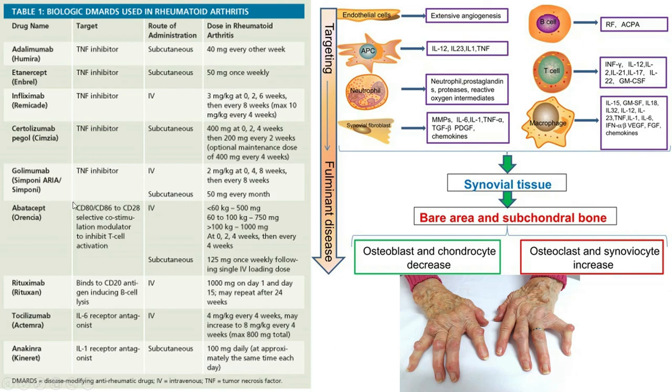Now, recently there is abatacept. It is also a CD80 or 86 or CD28 selective stimulator modulator that can help to inhibit T cell activation. Okay, then rituximab, anti-CD20, then tocilizumab, an interleukin 6 inhibitor. Okay, and last is anakinra. Anakinra is an interleukin 1 receptor blocker. So all these drugs you have to know, and these are used for a biological effect for rheumatoid arthritis, and this is the novel drug used now.